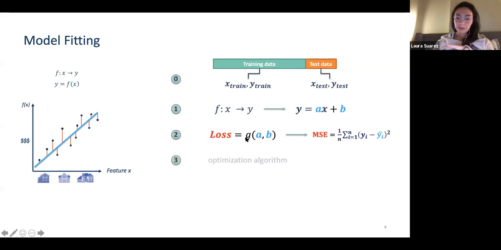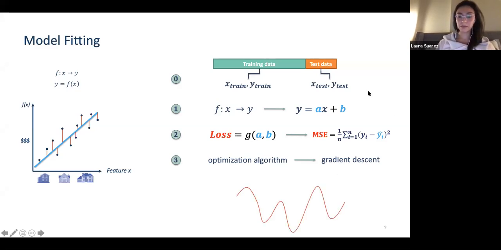Okay, it's very important to understand that the loss function is a function of the parameters of the model. And the last element that we need to define is how we're going to optimize that loss. We want to minimize the loss function, we want to minimize the error. And the most commonly used optimization algorithm is called gradient descent. So let's go a bit more in detail.